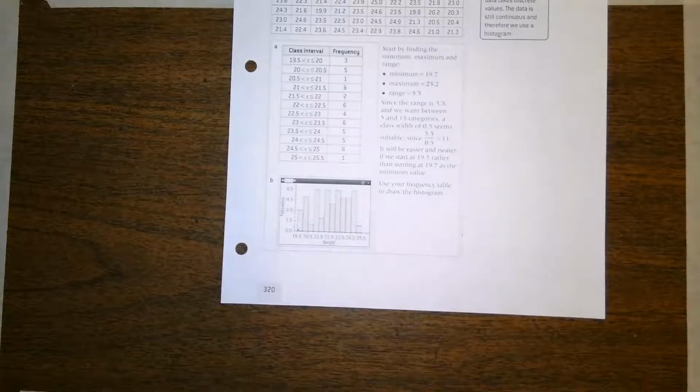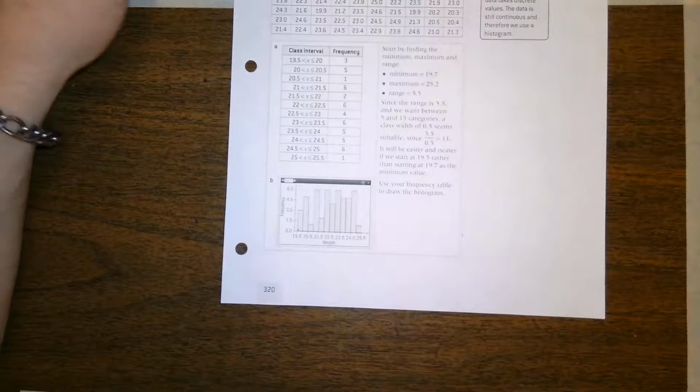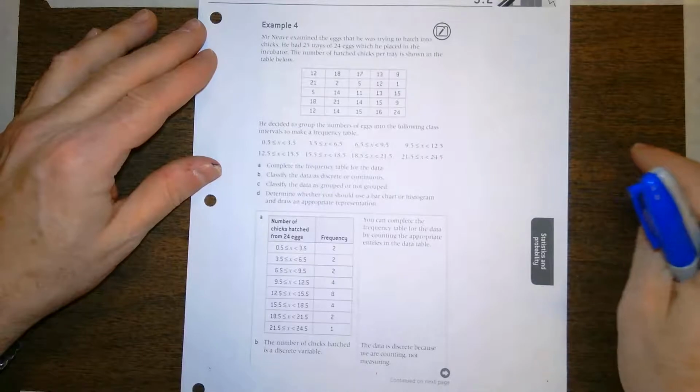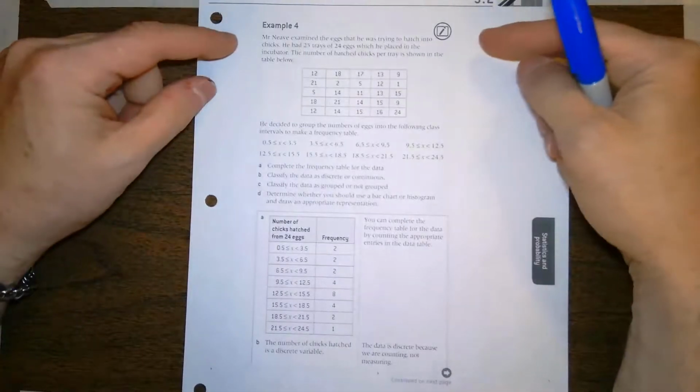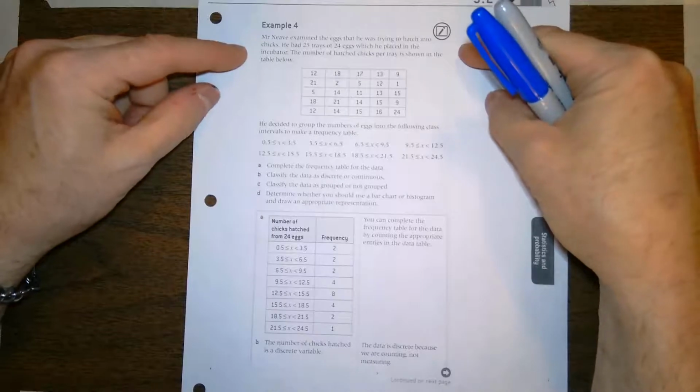All right, let's take a look at another example. I wanted to do another example that's in the textbook, and then we'll take a look at one that's done for us, and then in the next video we'll create one ourselves. The next example in the textbook, example number 4, on the next page, 321, says we want to examine the eggs that he's trying to hatch into chicks.